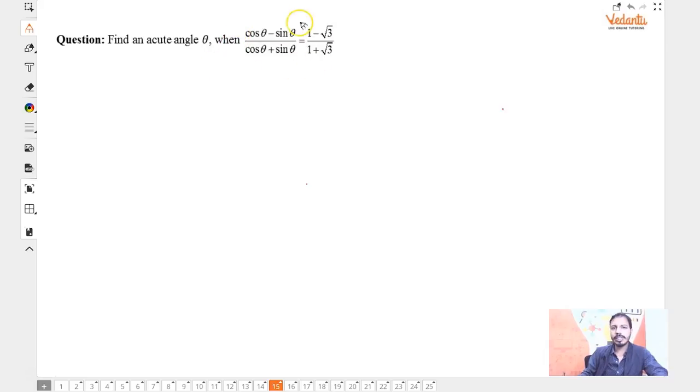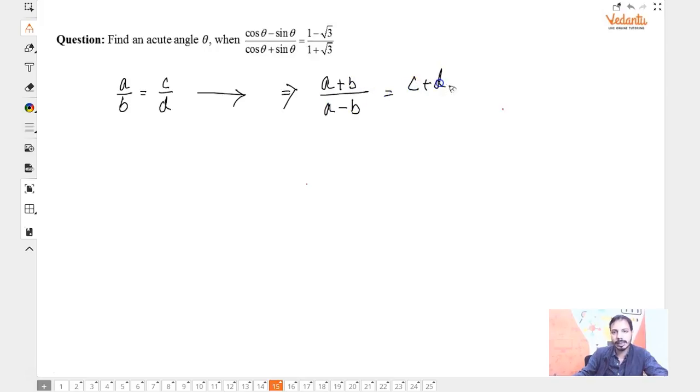You can proceed and do many things here. But one of the simplest ways is using componendo and dividendo. What is componendo and dividendo? Suppose you have two ratios, A by B is equal to C by D. If you use componendo and dividendo, you can write this as (A plus B) by (A minus B) is equal to (C plus D) by (C minus D).